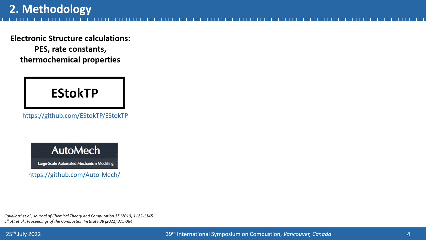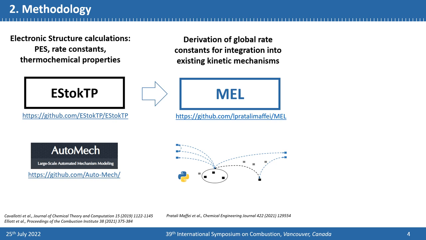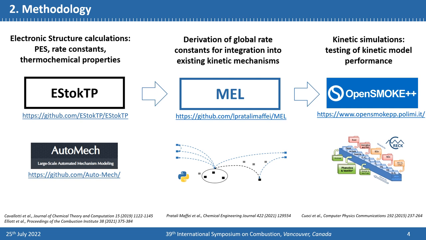Therefore, in this work, we compute accurate theoretical rate constants for this potential energy surface, and we then integrate those rate constants in global kinetic mechanisms. In particular, electronic structure calculations are performed with automated software, in particular ES2KTP, and we also use AutoMech for the determination of thermochemical properties. Then the elementary rate constants derived are lumped through master equation-based lumping in order to be easily integrated into a CRECK kinetic mechanism, and the macroscopic reactor performances are tested with kinetic simulations using OpenSMOKE.